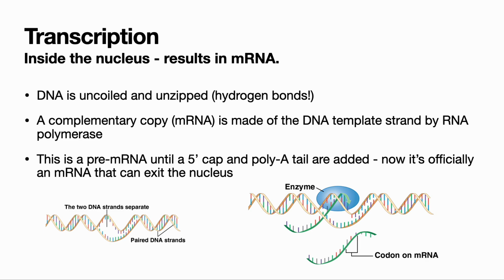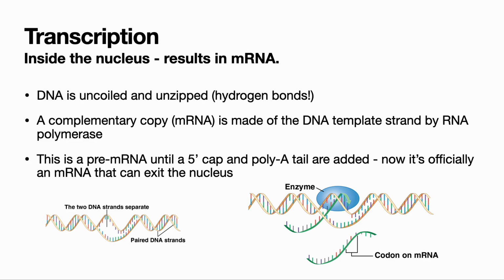Okay, so what does transcription look like? Well, again, can't emphasize enough, it happens inside the nucleus, and the goal or end result is the production of a messenger RNA. In order to do that, we're going to have to uncoil the DNA and unzip it. And just a reminder that DNA is held together with hydrogen bonds that we learned about earlier. And once we've unzipped the DNA, we can make a complementary copy of one strand of the DNA.